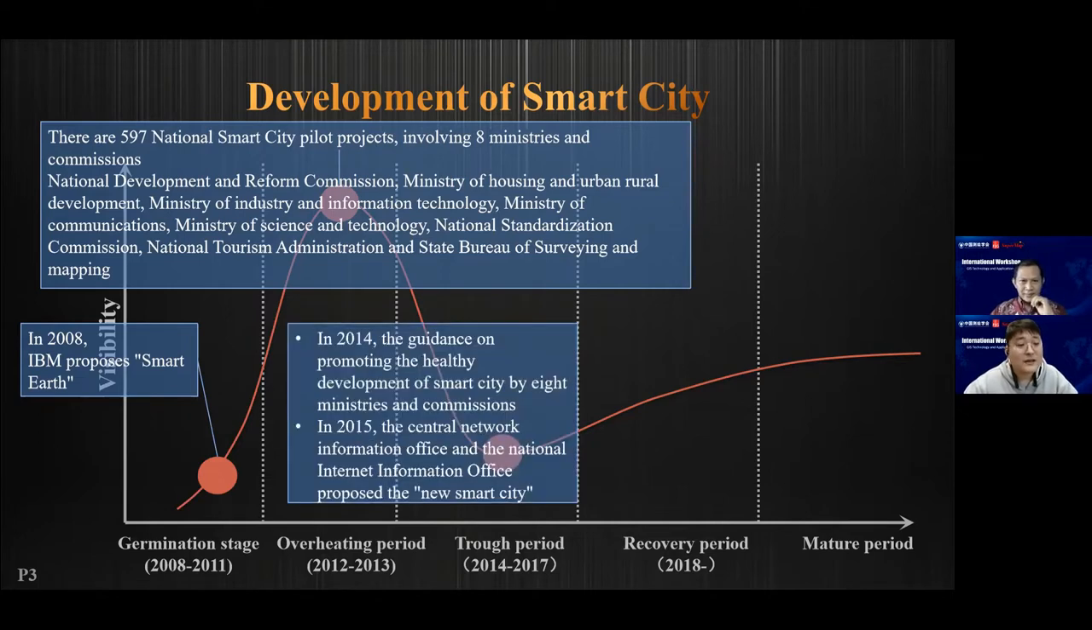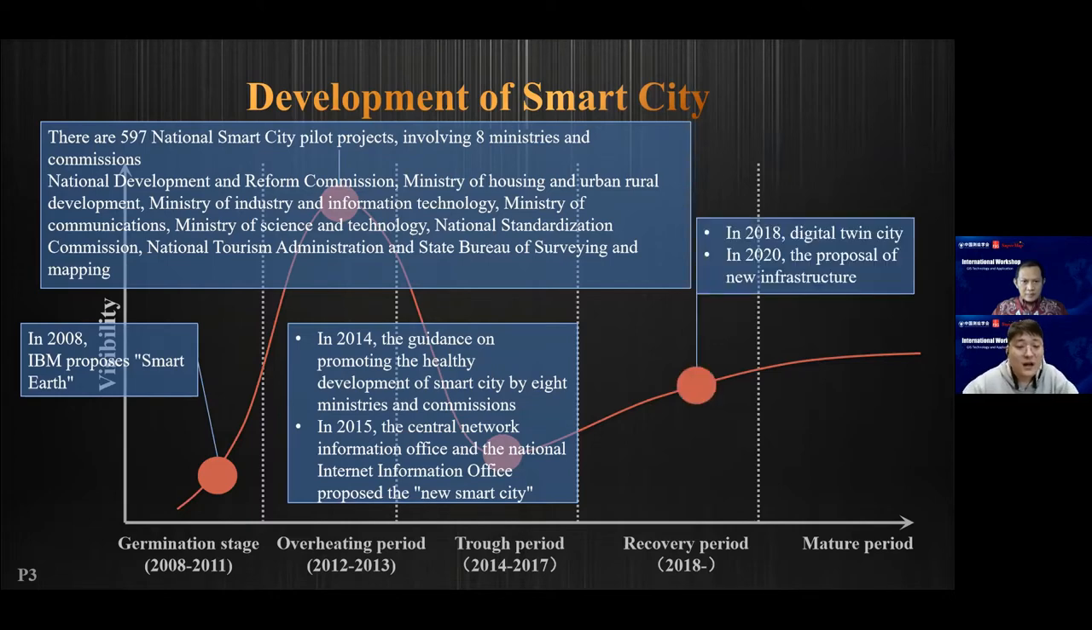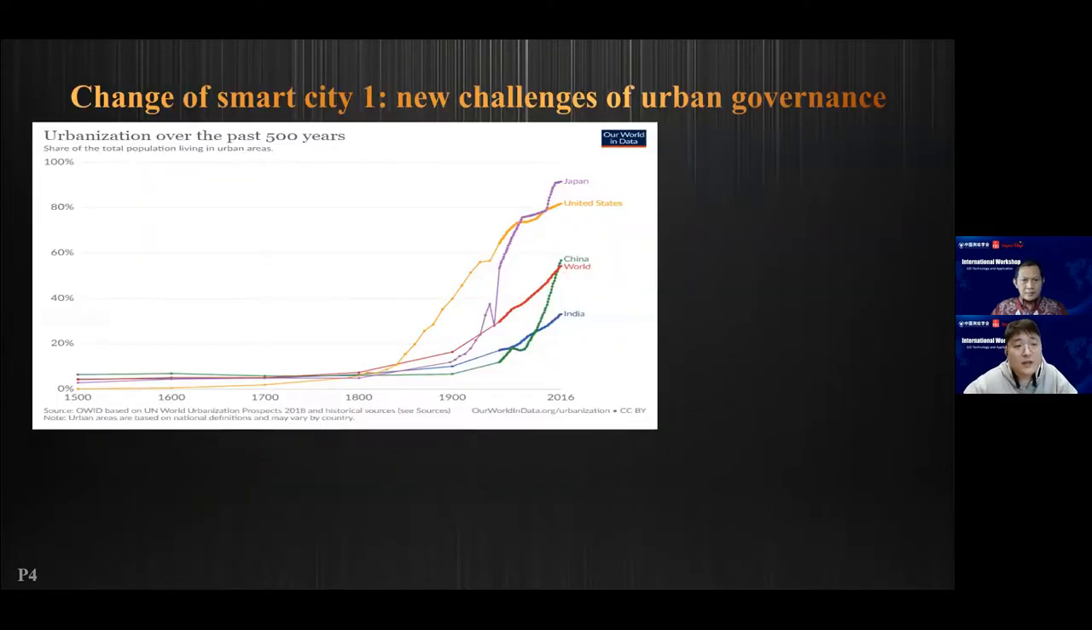Then in 2014, we had a co-thinking of smart city. There are two guidance proposed by the 8 ministries and the National Internet Information Office of China. They defined the new smart city. And with the development of IT technology, smart city is becoming more and more mature. In 2018, we raised the digital twin city. And in 2020, we proposed the new infrastructure, which will follow the standard of smart city. So now let's take a look at the change and end change of smart city construction.